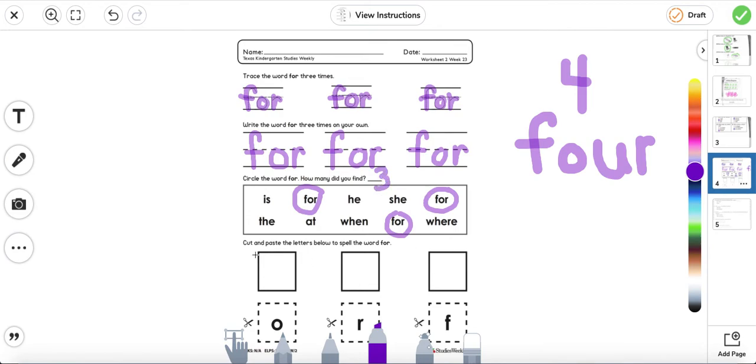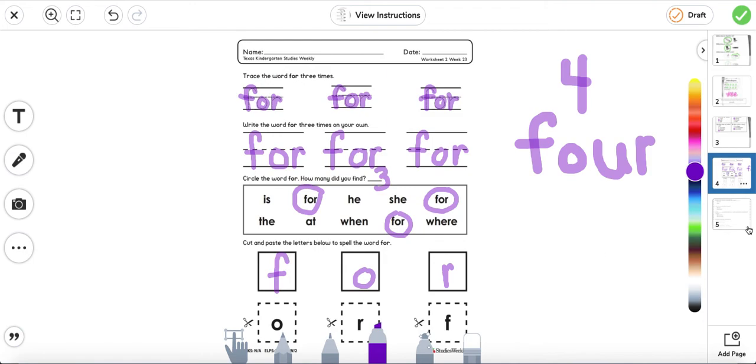Okay. Cut and paste the letters below to spell the word for. We're going to just write them in. How do I spell the word for? F. It begins with the F sound. I know that the letter F makes that F sound, so I'm going to write the letter F. What 2 letters did I tell you make the OR sound? O-R. Great job. You spelled the word for.